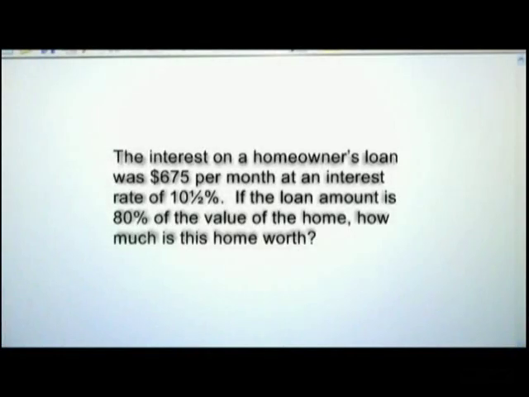The interest on a homeowner's loan was $675 per month at an interest rate of 10.5%. If the loan amount is 80% of the value of the home, how much is this home worth?